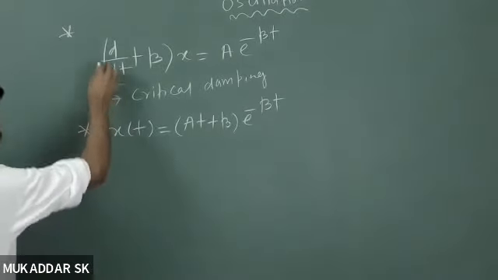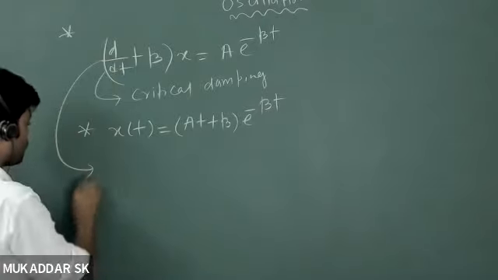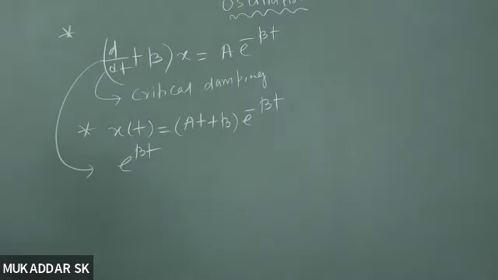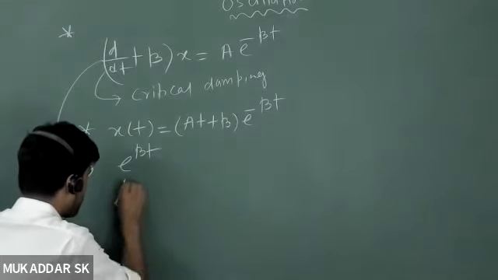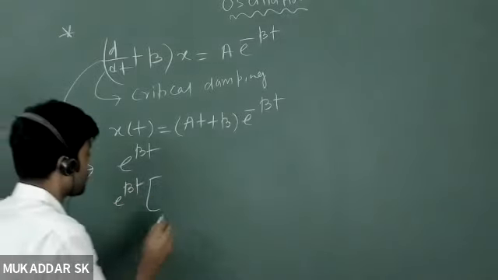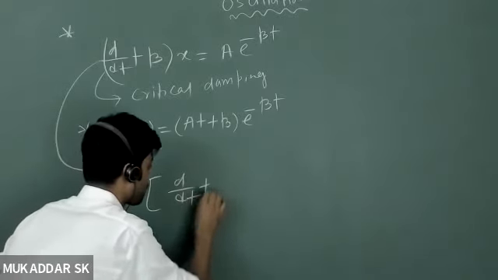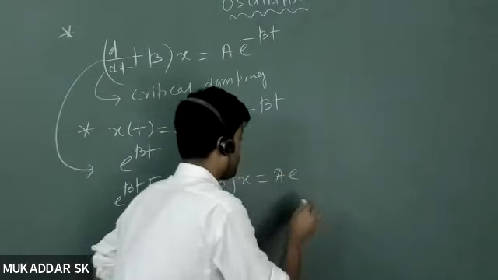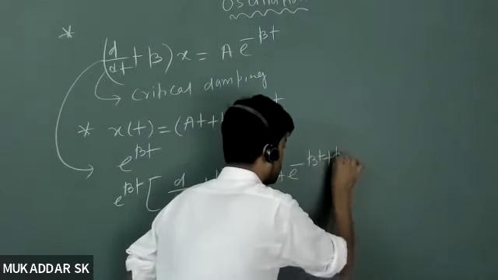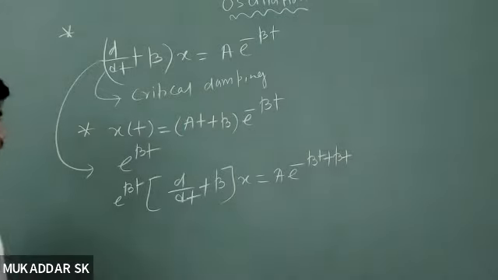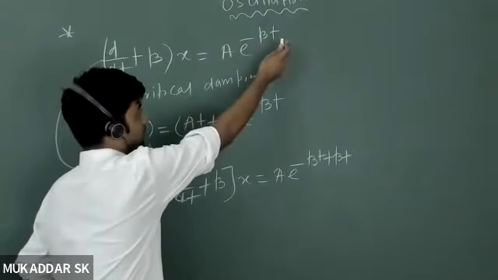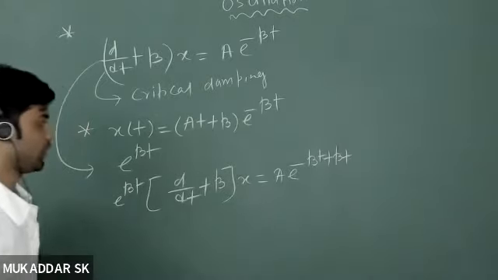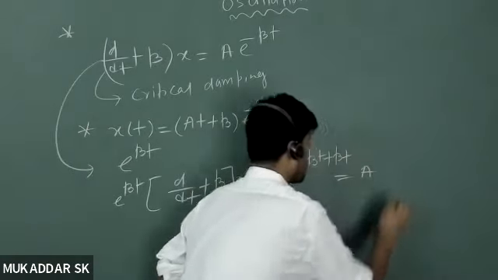I told you to multiply this equation by exponential beta t. So if you multiply this equation by exponential beta t on both sides, what will you get? Exponential beta t, d by dt plus beta, you have x equals to a exponential minus beta t, then you have plus beta t, right? Because if you multiply by exponential plus beta t, you will have two terms, minus beta t plus beta t. So it means on the right hand side you will only get some constant a.